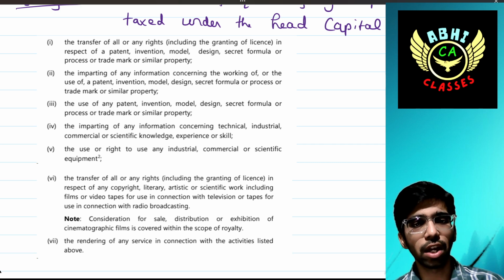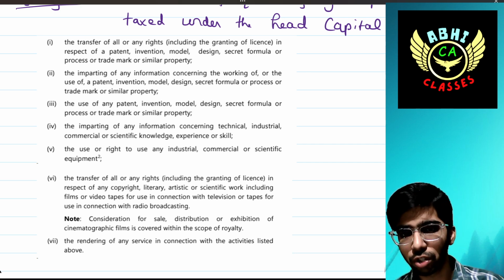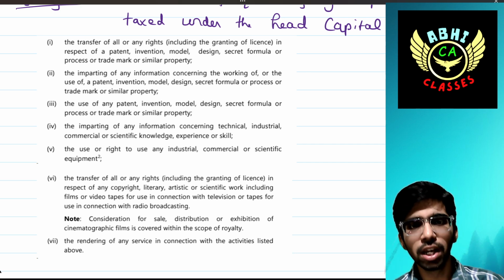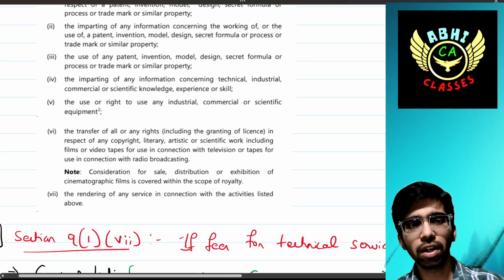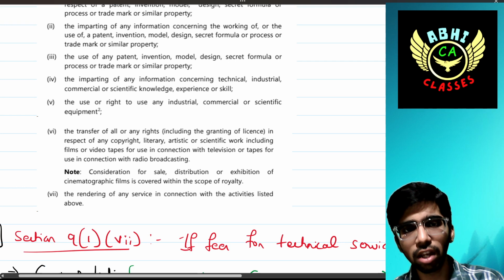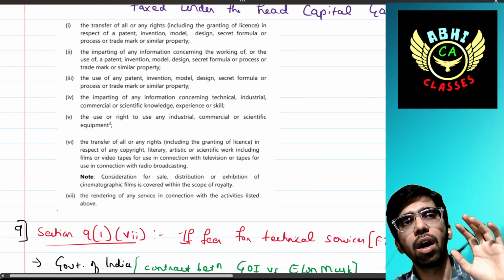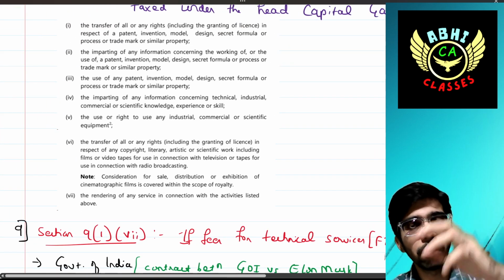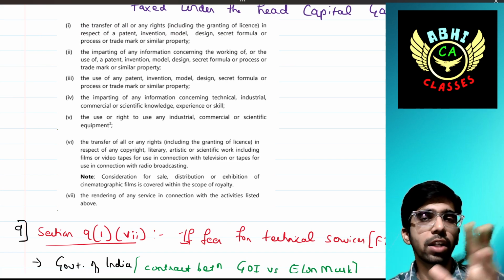or for use in connection with radio broadcasting in India. Note, consideration for sale, distribution, or exhibition of cinematographic films is covered within the scope of royalty. Also the consideration for rendering of any services in connection with the activities listed above. Okay, for these purposes, if you pay the royalty to that NR, then that will be taxed in the hands of Elon Musk.